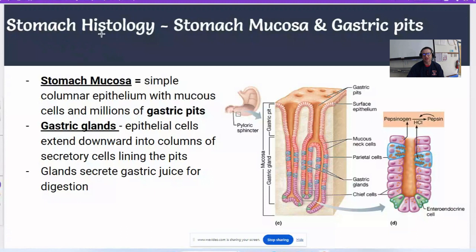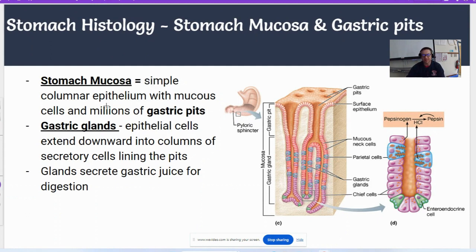And now stomach histology. Histology means, what kind of tissue, what type of cells make up the stomach? So the stomach layers are mucosa, the innermost, right next to the lumen, the space in the stomach, then submucosa, muscularis, serosa, going from inside to out from the lumen.